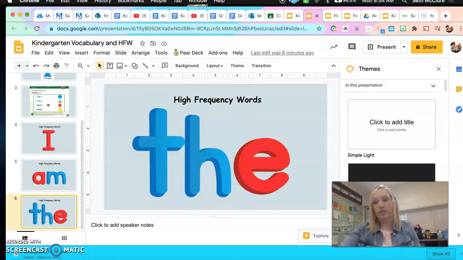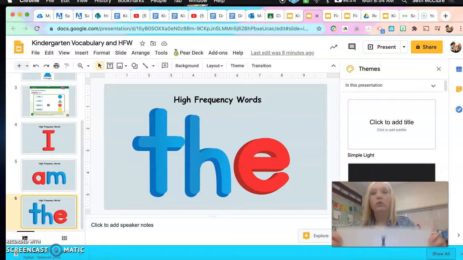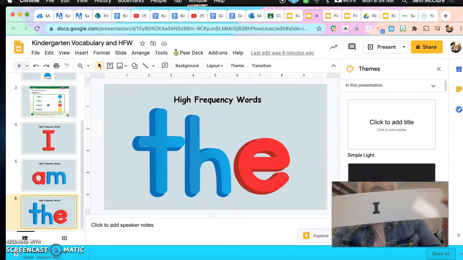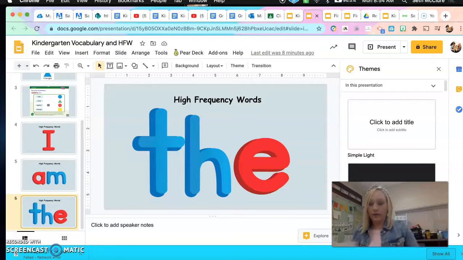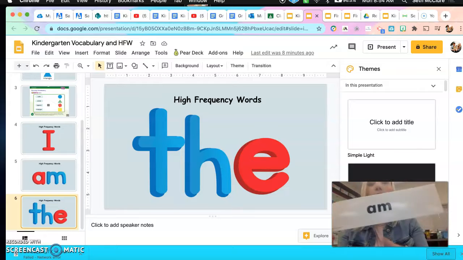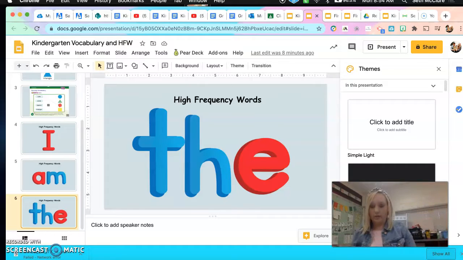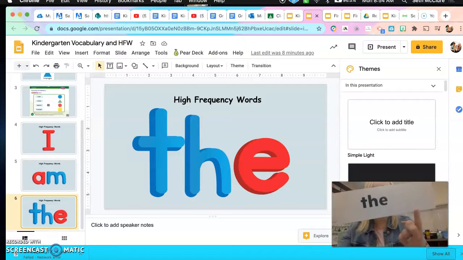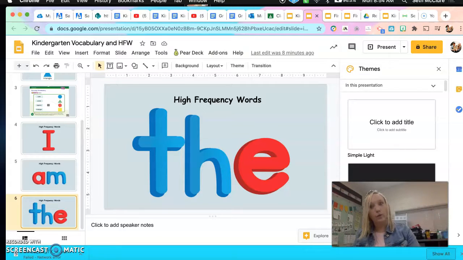I'm going to flash these cards at you, and I want you to see if you can remember these words. So I'm going to flash them to you. Ready? What is this word? I. Very good. What is this word? Am. Awesome. And what is this word? The. Very good.